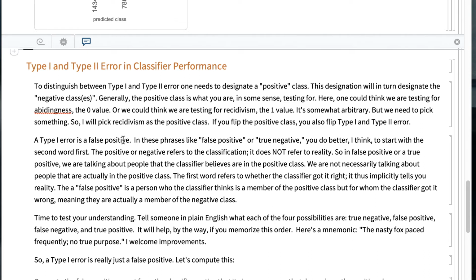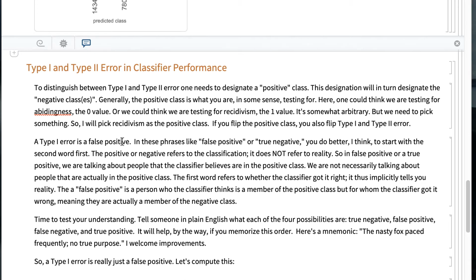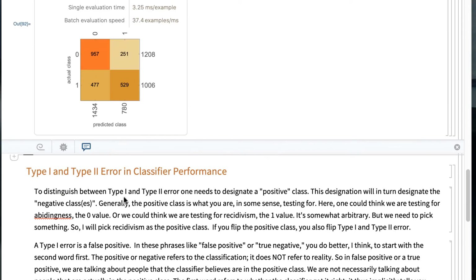So a false positive is someone that you predicted would be positive. If recidivism is the positive class, where's our false positive? It's someone that you predicted would be positive, but you got it wrong. It's false. Therefore, it's up here. Where's a false negative? Well, the negative refers to your guess, so it's up here. And it's false, so you got it wrong. You thought it would be negative, but in fact it's positive. So 477 is the number of false negatives.